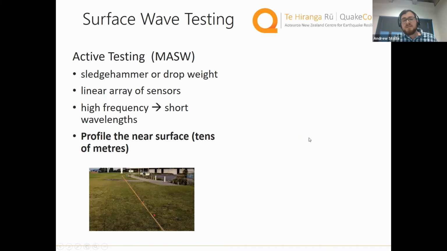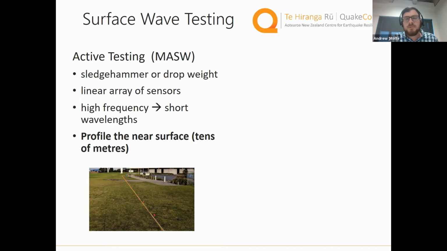The more fun part for me is the field testing. The actual testing methods we use in the field are two different ones. We have active testing, also called MASW, where we are actually generating the waves ourselves. I take a sledgehammer and hit the ground very hard and generate the waves. These waves travel across a linear array of sensors. The active testing tends to generate high frequency waves, short wavelengths, and what that means for us is it lets us profile the near surface on the scale of tens of meters.